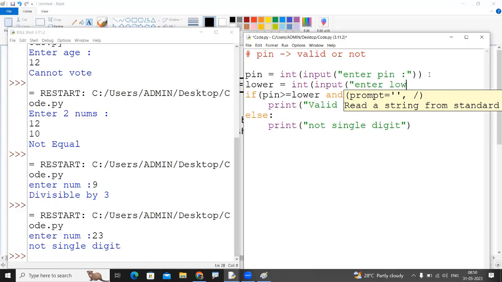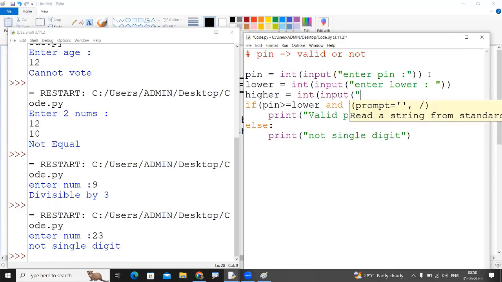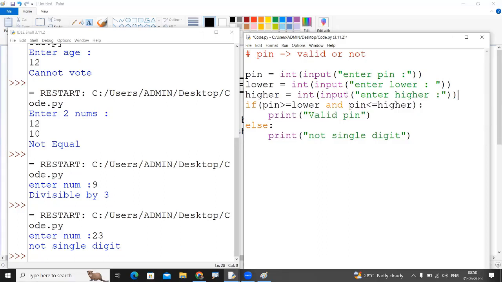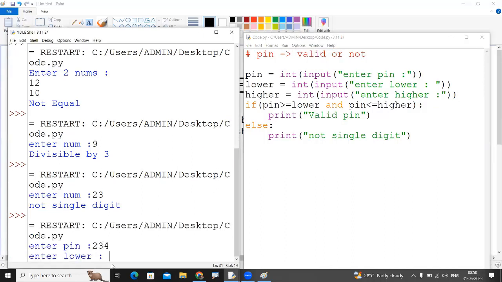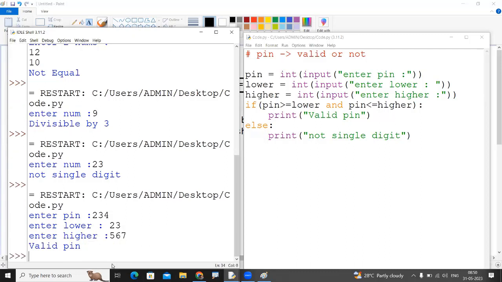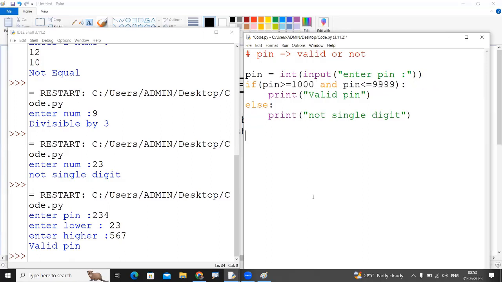Again, you ask what is the lower limit. Enter lower limit. And what is the higher limit? Enter higher limit. That's all. But actually in real time, these types of things will not come. PIN number also you enter, lower limit also you enter, higher limit also you enter. So if 234 is in between 23 and 567, yes, it is valid. Else it is not valid. But don't use this. We never use it like this in our entire life. Okay, right.